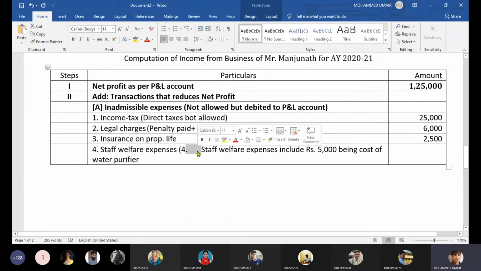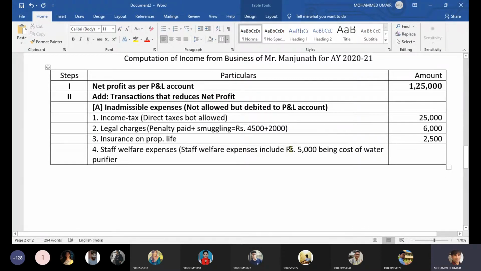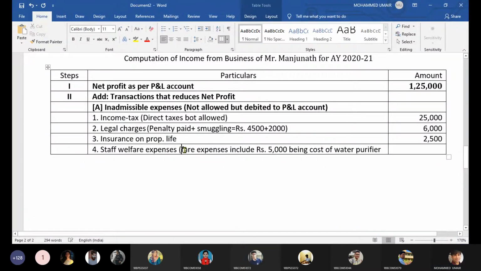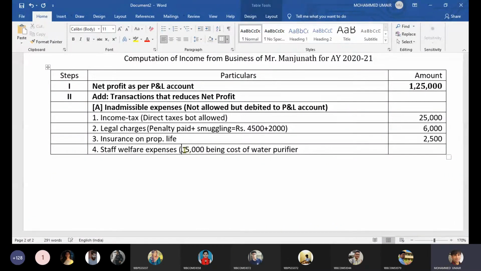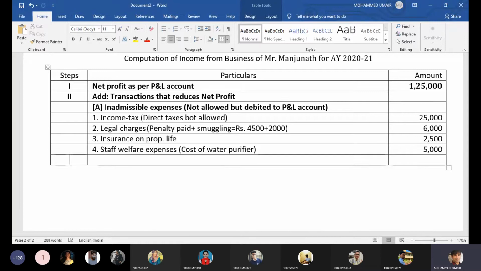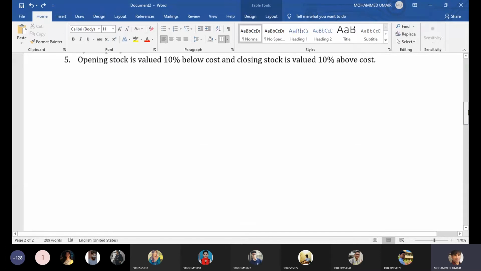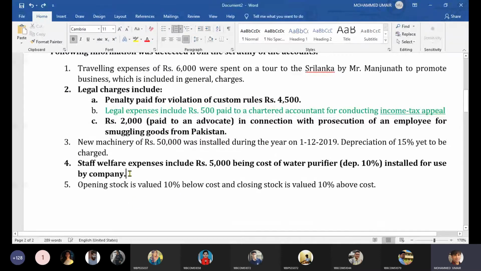So 5,000 is being spent on this. So this 5,000 becomes inadmissible. So cost of water purifier. But the assessee can claim depreciation on this since it's an asset, but cannot claim the cost because it's a capital expenditure. So as far as depreciation is concerned, we'll come to that later. We'll claim the depreciation a little later.